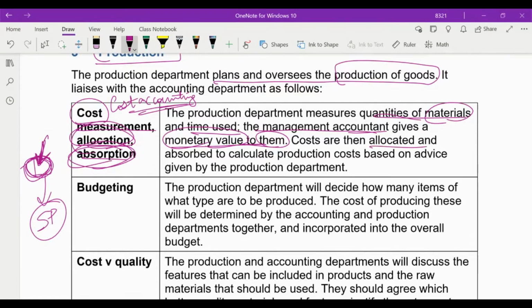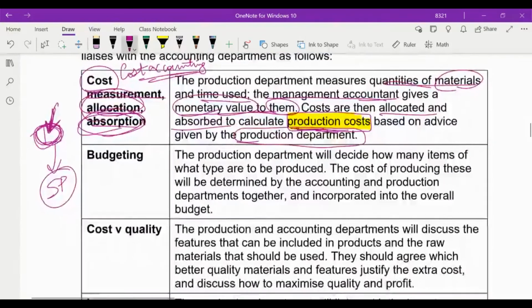So costs are then allocated and absorbed. How allocation and absorption is done, I've told you, to calculate the production cost. The basic objective is to find the production cost of 1 unit, you can say. Why do we want to find the production cost? Because we need to judge how much we shall put as the selling price. Generally, prices are decided this way. You first take out your production cost and then you add some profit margin so that you can work out a selling price. All this is advised by the production department but done by the accounting department, right?